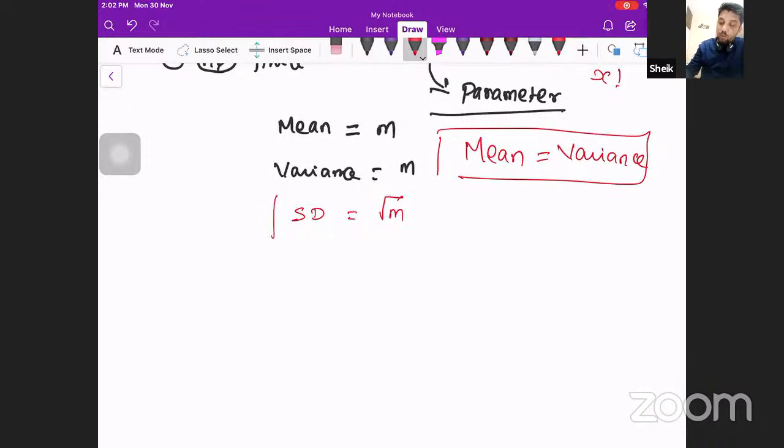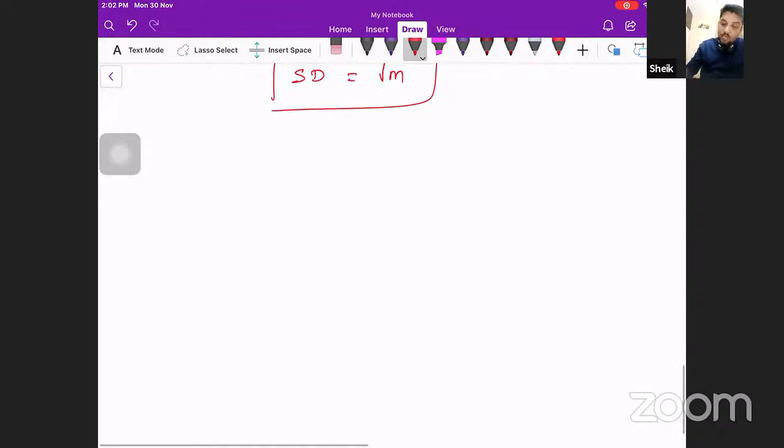Standard deviation is nothing but root of M. So mean is M, variance is also M, and the standard deviation is what? Root of M.